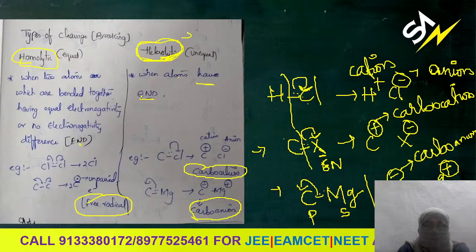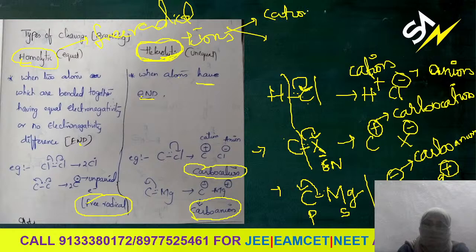So here ions will be generated. Here, free radicals will be generated always. Please keep this in mind. Ions can be cation and anion. Right, so with this we finish cleavage.